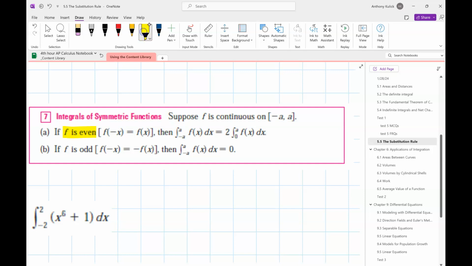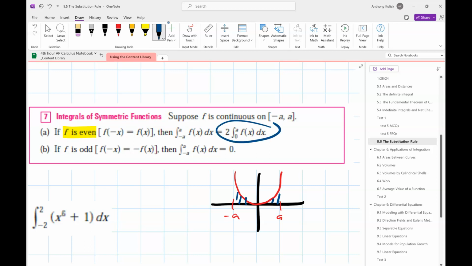If that's the case, and you're integrating that even function from negative a to a, well, if we think about it, if you're thinking about like x squared, this area and that area should be the same areas, right? So I'm just going to do 2 times the area here. That's all we're saying. Does everybody feel okay there?